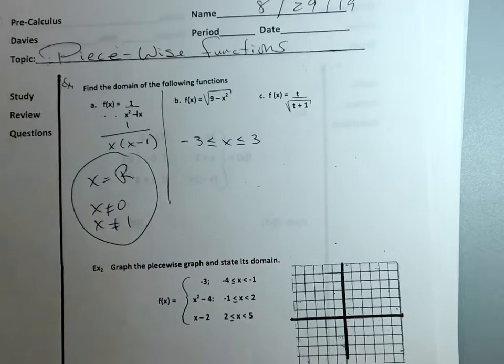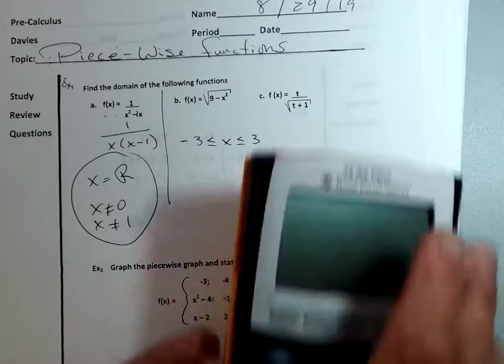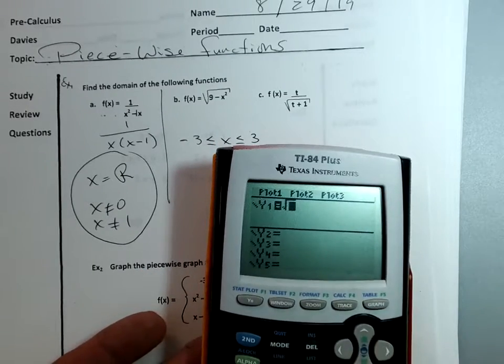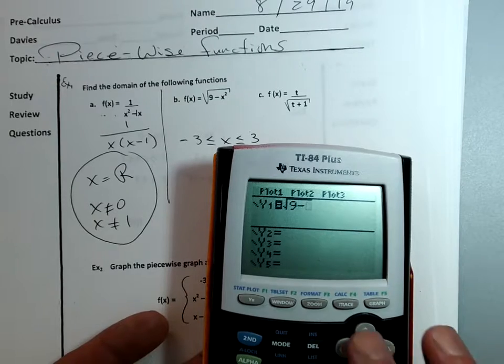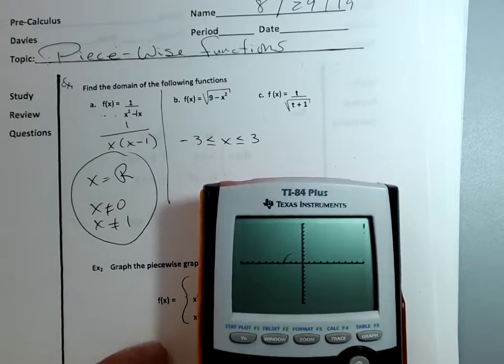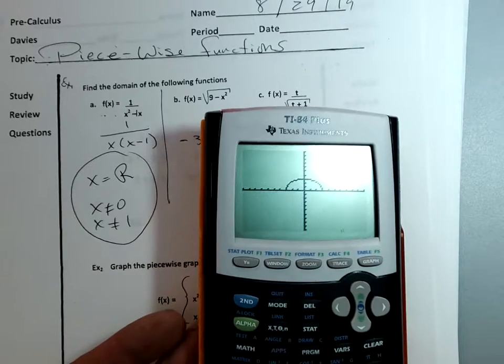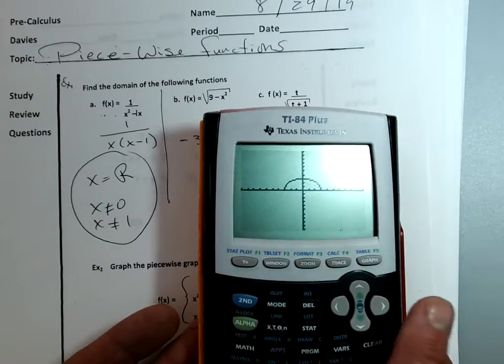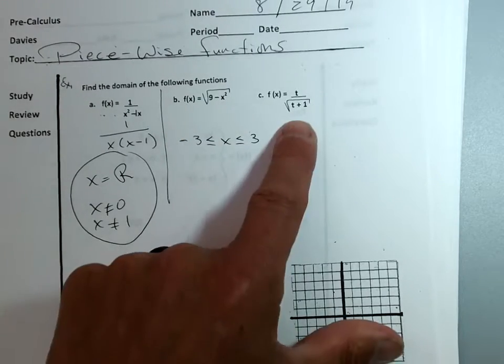Okay, now think about it. Negative 3 and 3, okay? So if x is 4, we're in trouble, right? If x is negative 4, we're in trouble. Now this one's kind of cool because if you look at the graph of it, clear, y equals the square root of 9 minus x squared, and graph it, right? It's a half circle. And it exists between negative 3 and 3, doesn't it, right? Cool, all right?